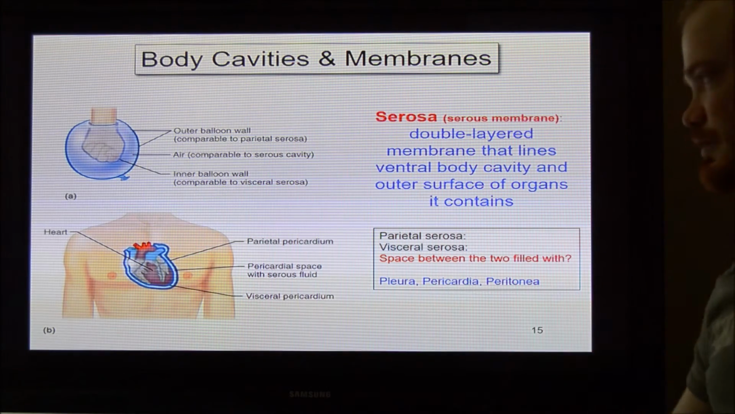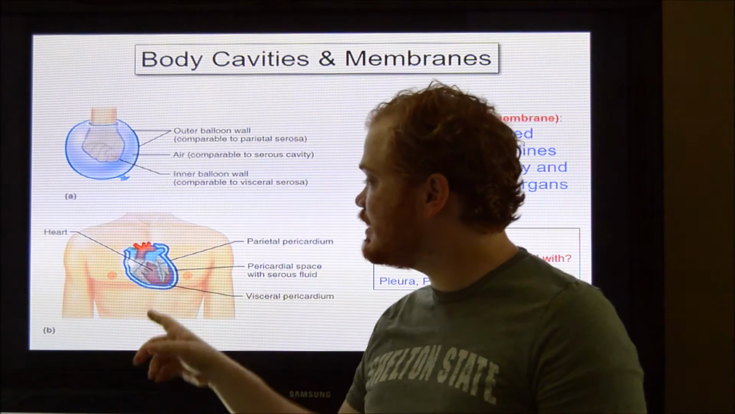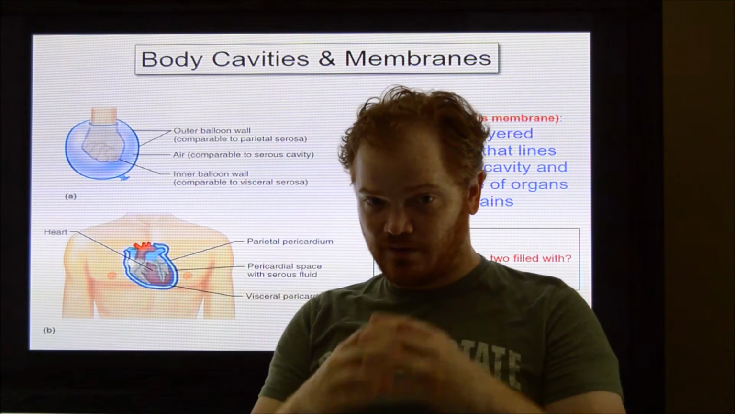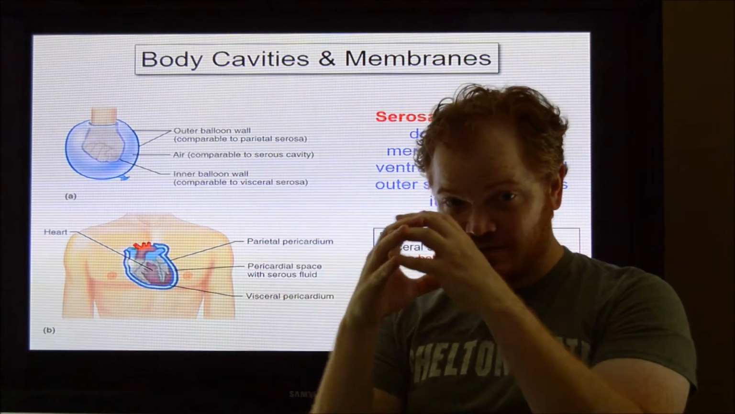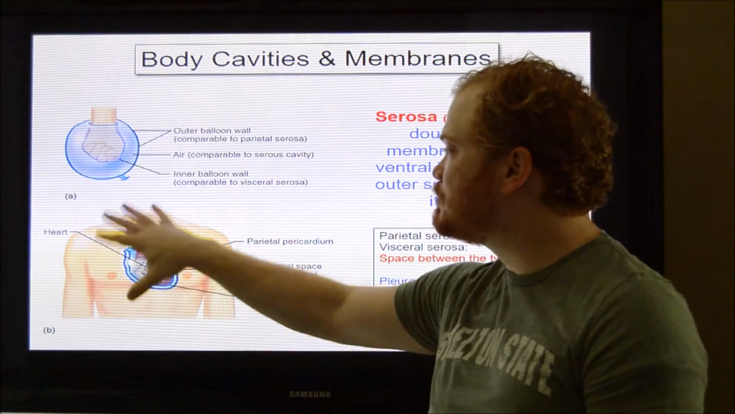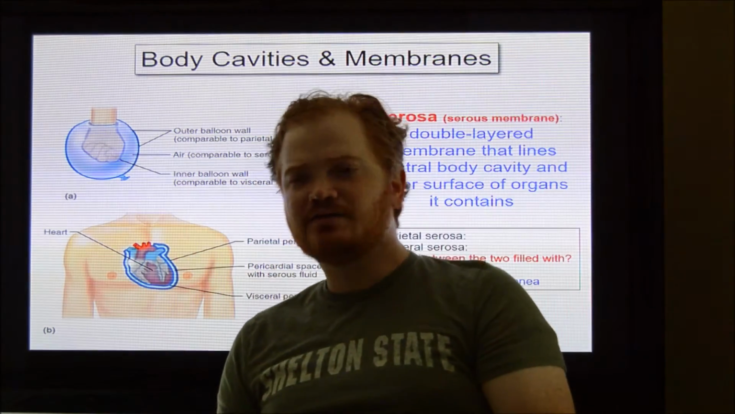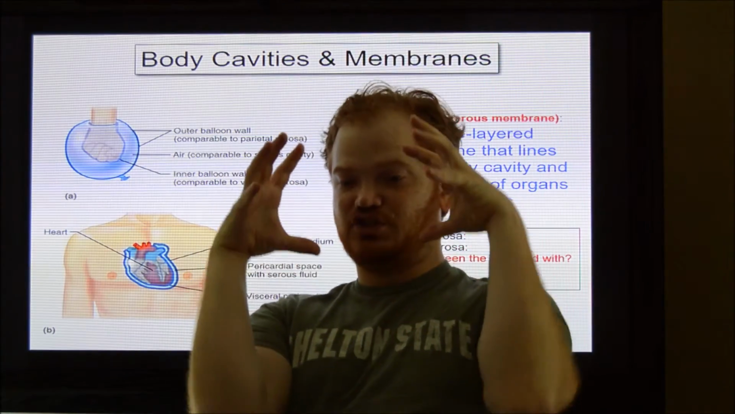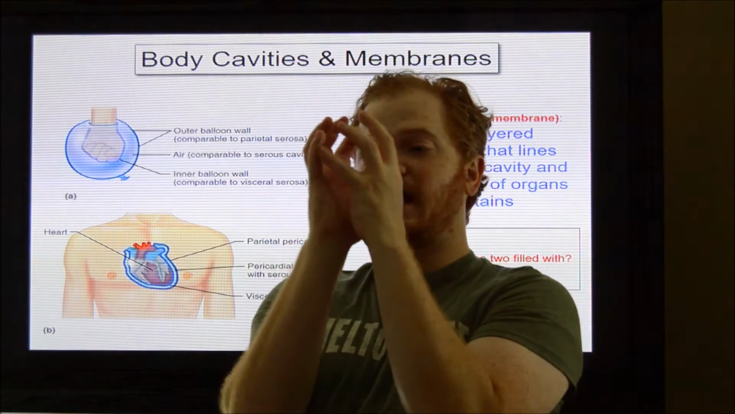Now, heart, pericardium. The visceral pericardium is on the heart like skin on a grape. It is attached to that heart. Whereas the parietal pericardium is going to be attached to the body wall, forming a little chamber in which the heart sits. The parietal pericardium lines the chamber. The visceral pericardium is on the heart itself.